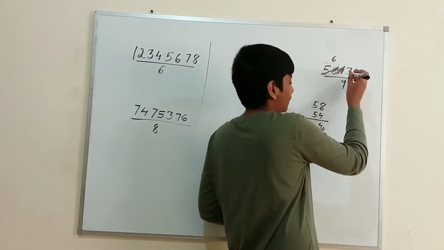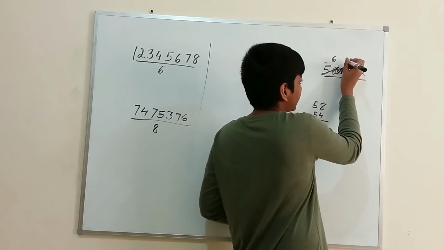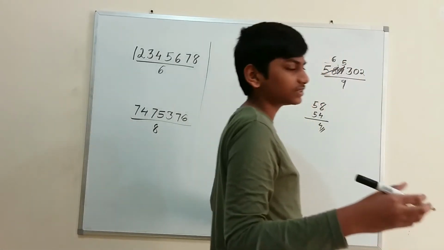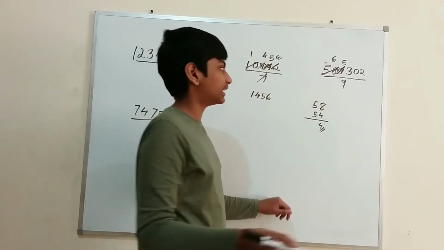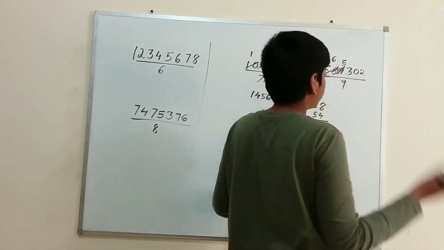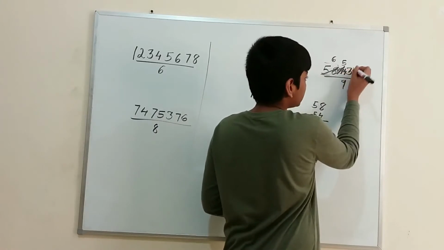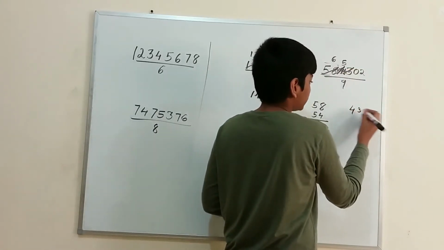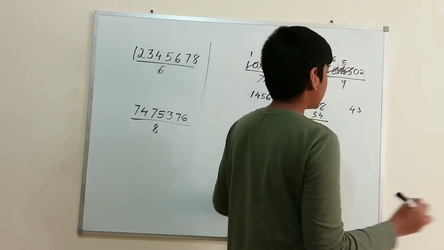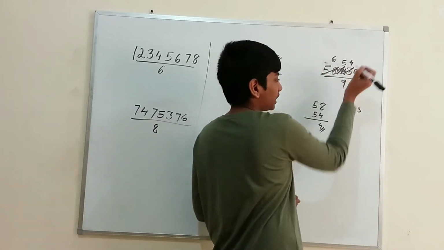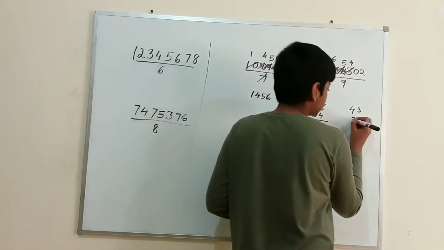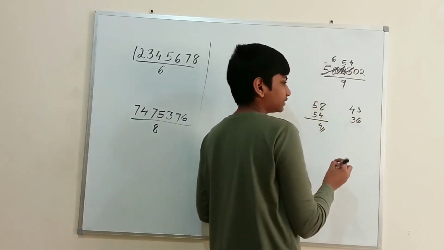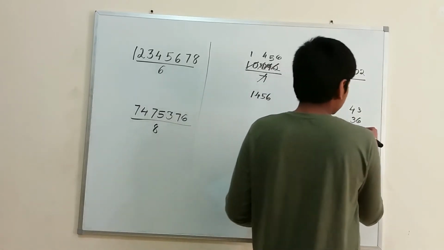So 9 divided by 49, we get 5, which is nothing but 45. So 49 minus 45 will get 4. So the 3 will become 43 over here, and 9 divided by 43. So 9 divided by 43 is nothing but, from the 4 table, 4 9s are 36. So 43 minus 36 will get nothing but 7, right?